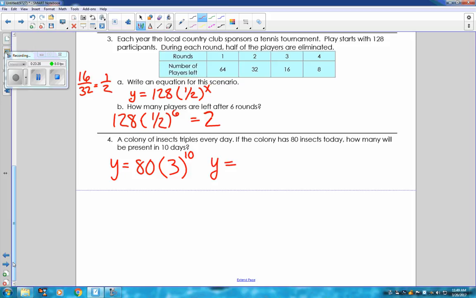So what is y? 4,723,920. Did you plug it into the calculator? So put 80, parentheses, 3, caret, 10, enter.